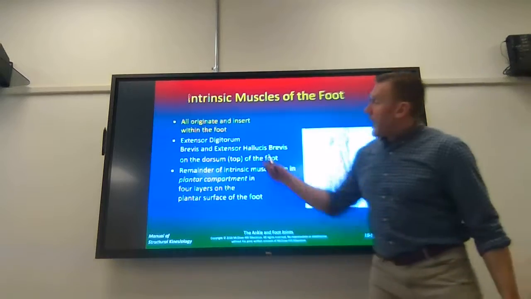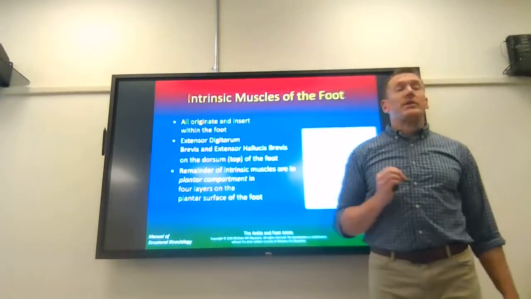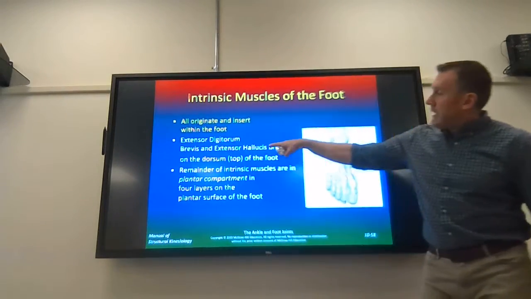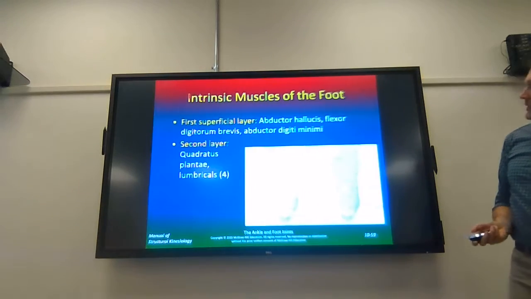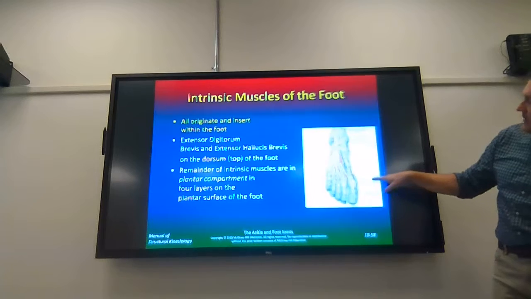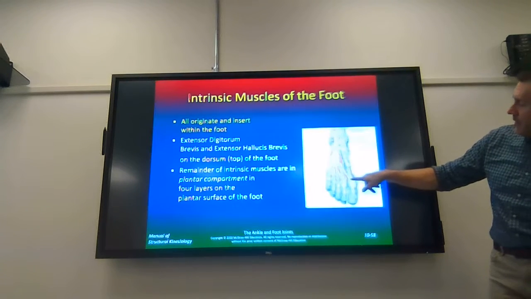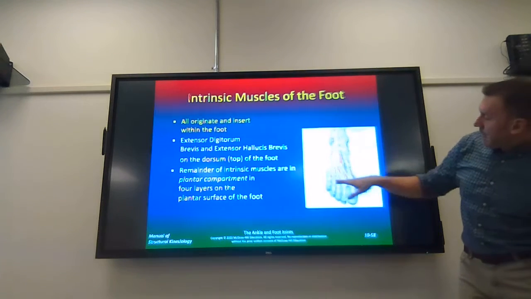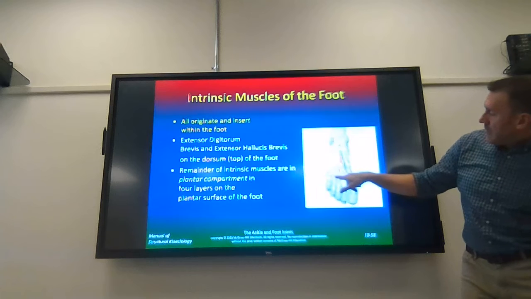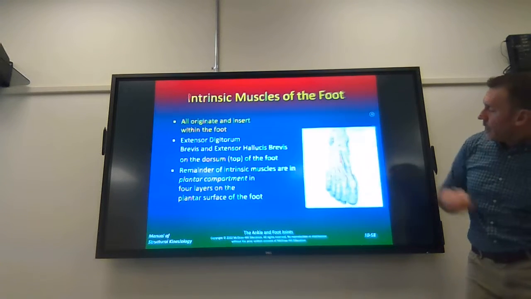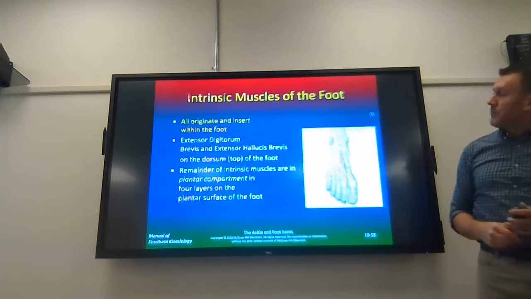So the top of the foot, sometimes called the dorsum of the foot, we have 2 muscles, extensor digitorum brevis and extensor hallucis brevis. The tendon of extensor hallucis brevis is right here. It's that little tendon there that goes down into the great toe. And then we have extensor digitorum brevis, some tendons for that muscle there, for the second, third, and fourth of the 4 lesser toes.